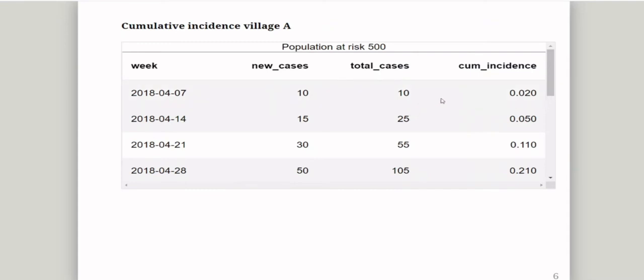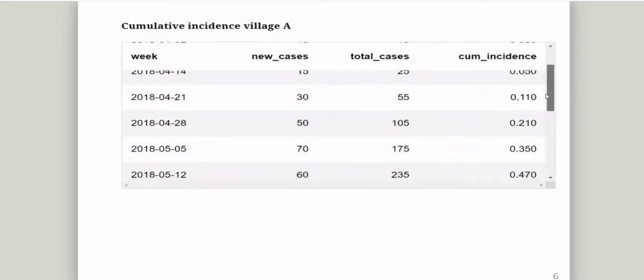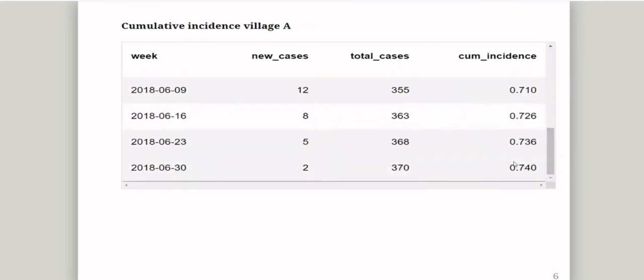So if we calculate the cumulative incidence for the first week, it's going to be 0.02. Whereas for the second week, we have 25 cows out of 500, which is 0.05, and so on. This study goes for several more weeks, and at the end of the study, we ended up with 370 cows out of 500 which became lame.